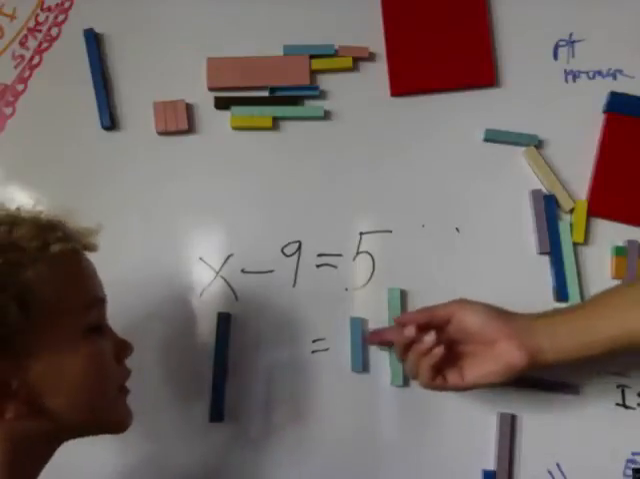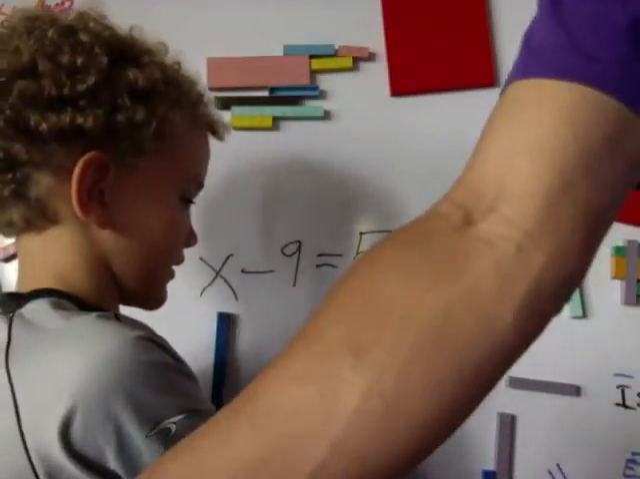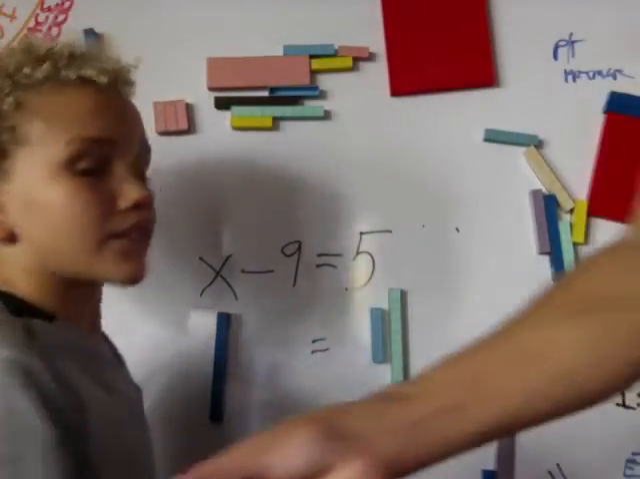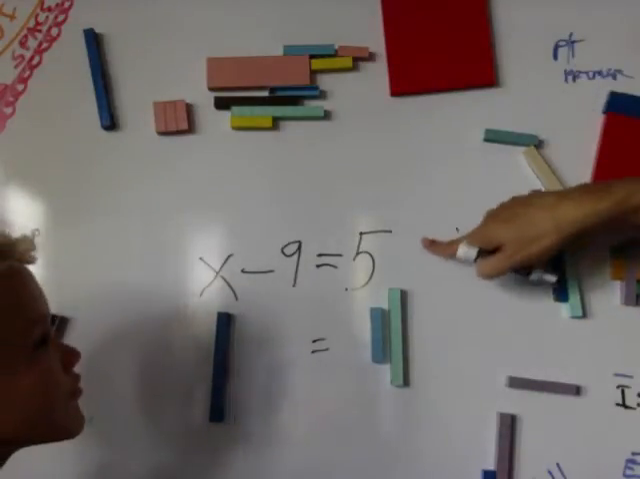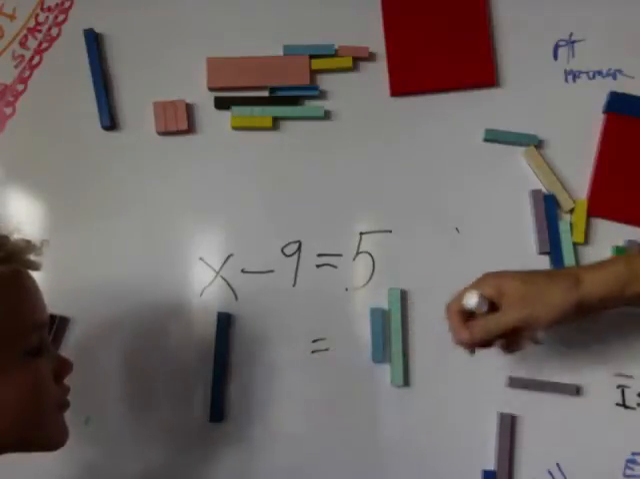So now what's over here? What two bars are the same? There's a 9 and a 6 here, and a 14. So on both sides, take them away. There you go. So x has to be the same thing as 14.